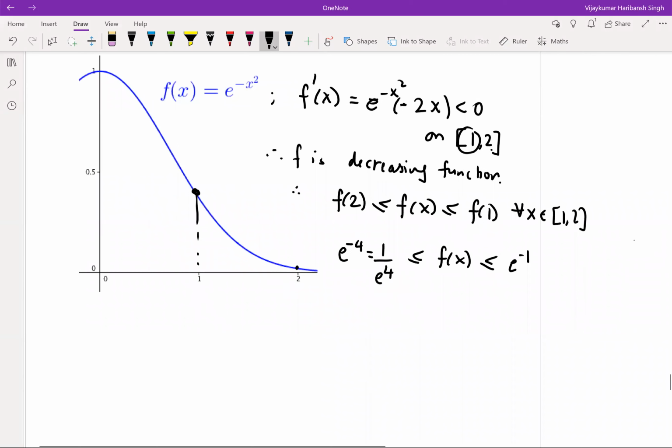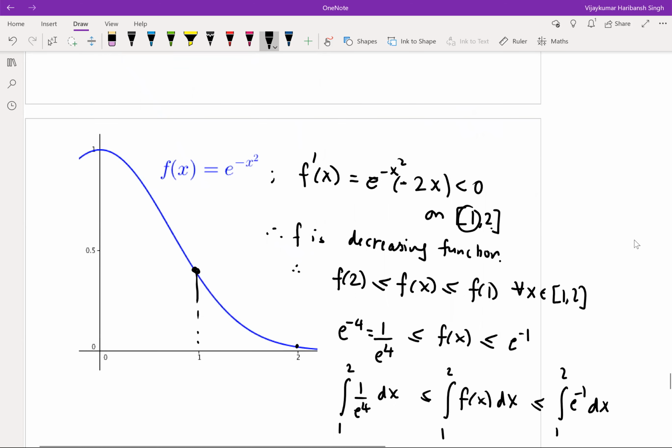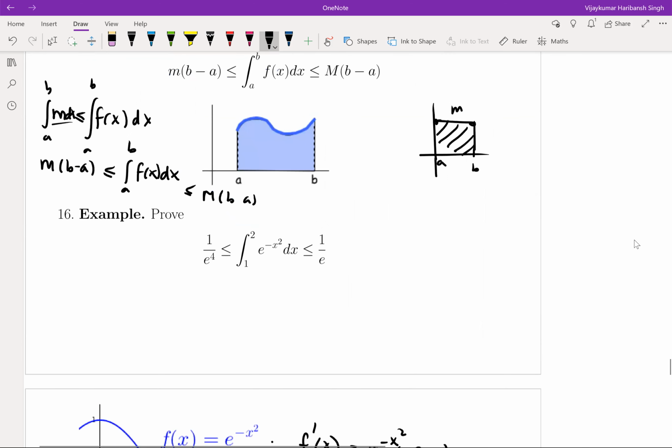Now, if you integrate throughout, therefore the integral from 1 to 2 of 1 by e to the 4 dx is less than or equal to the integral from 1 to 2 of f of x dx, which is less than or equal to the integral from 1 to 2 of e to the minus 1 dx. Now, this is like a rectangle, right? I mean, this is following this property here.